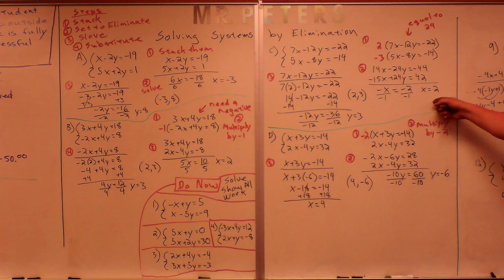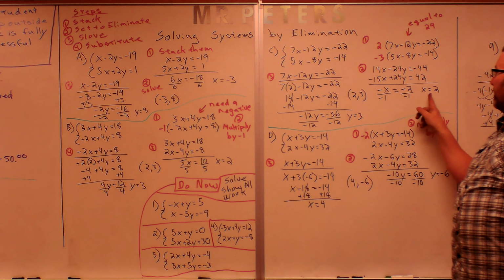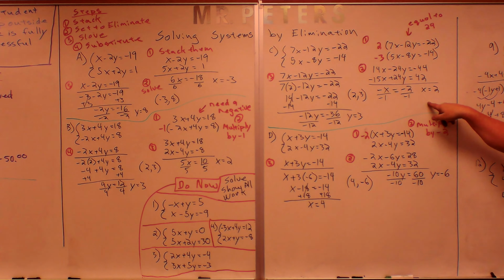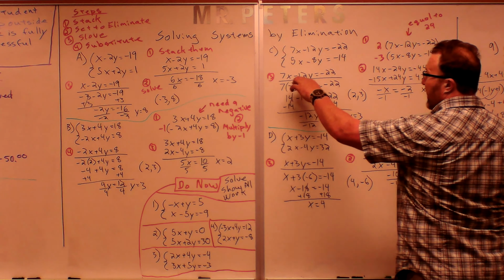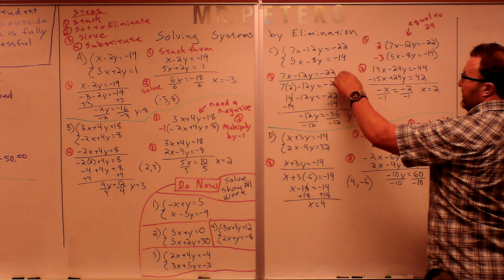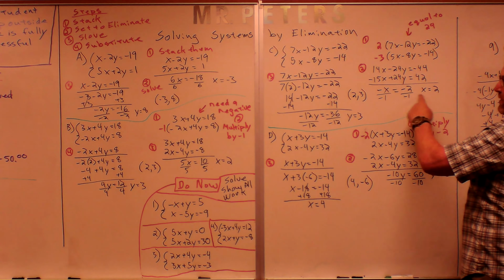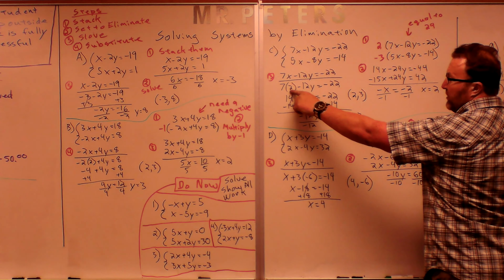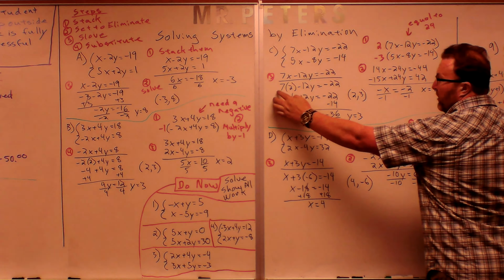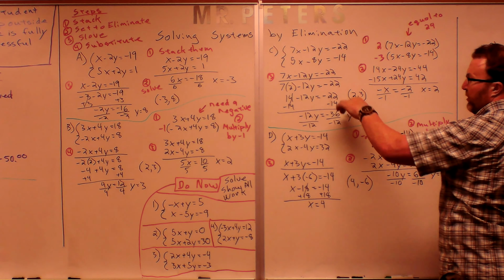So now that we have our 2, we're going to go back into the equation and we're going to substitute the x for 2. So 7x minus 12y equals negative 22. I just rewrote it, and now I'm going to replace this. So inside my parentheses is 2, and I go ahead and solve. So 7 times 2 is 14. Bring down the rest of the problem.